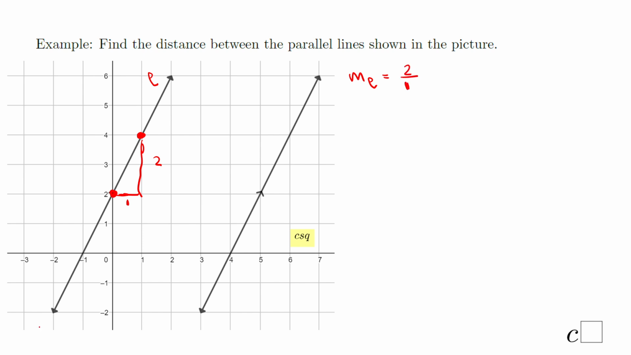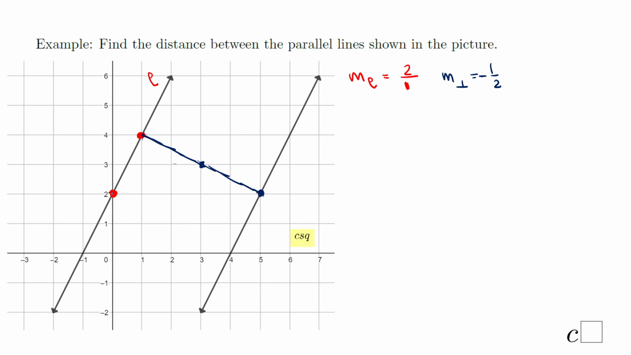So now the question is, what will be the slope of the perpendicular line on L? The slope of the perpendicular line will be the negative reciprocal, the opposite reciprocal of 2 over 1. So we're going to flip it, 1 over 2, and change the sign, negative 1/2. So from any of these points, you can go using that slope. So let's take a look. 1 and 2. You notice this will be a good way to find the distance.